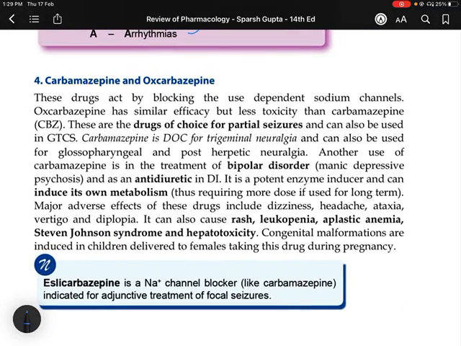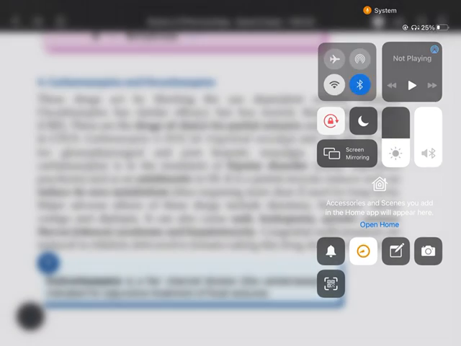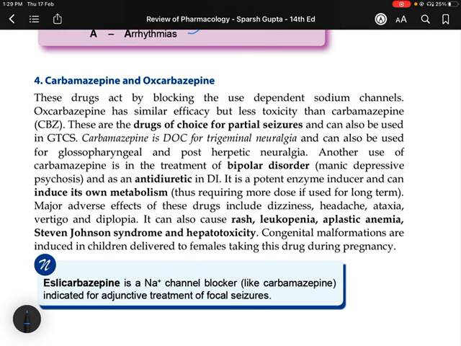This is carbamazepine, oxcarbazepine. Actually these drugs act by blocking the use-dependent sodium channel. Oxcarbazepine has similar efficacy but is less toxic than carbamazepine. These are the drugs of choice for partial seizures and are also used for GTCS.